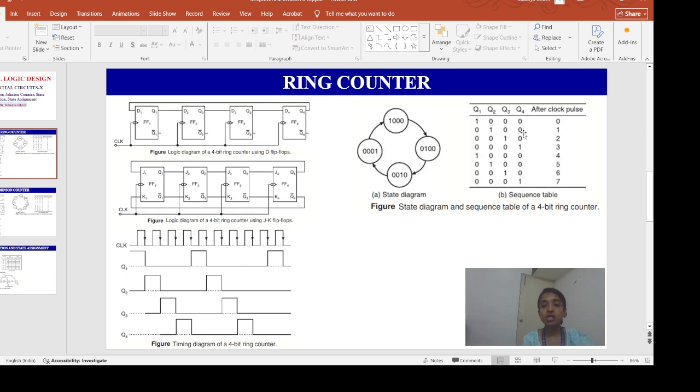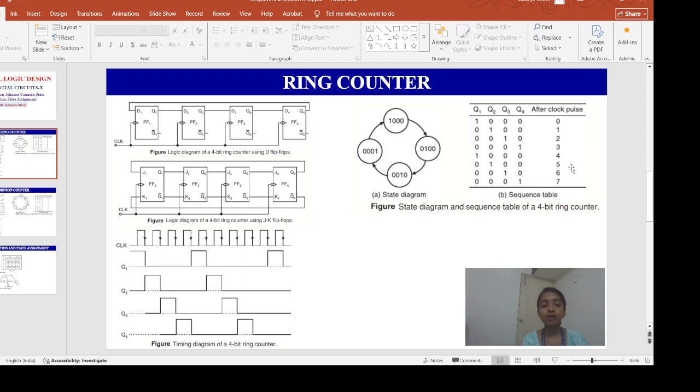After each clock pulse, the contents of the register are shifted to the right by 1 bit, and Q4 is shifted back to Q1. So this sequence repeats after the 4th clock pulse. You can see from 0 to 4, the 0th state is 1 0 0 0 and the fourth one is 1 0 0 0. Again the sequence is getting repeated after the 4th clock pulse.